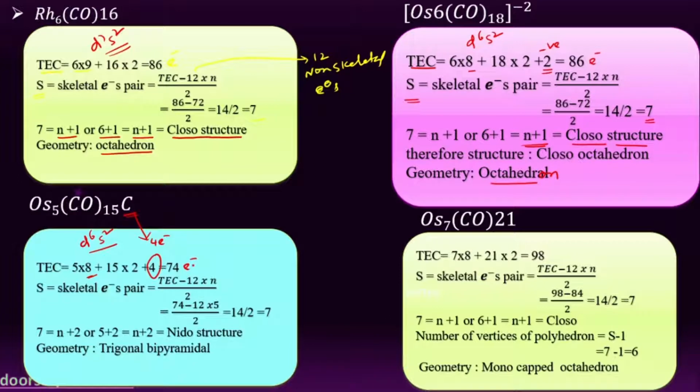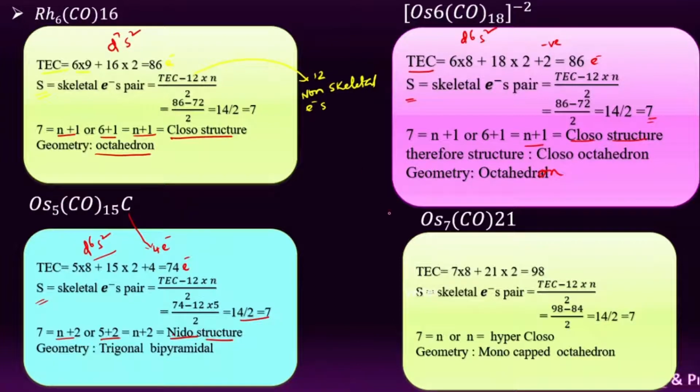Therefore the total electron count is equal to 74, and the skeletal electron pairs is equal to (74 minus 12 into 5) divided by 2, where the number of metal atoms is 5. So (74 minus 60) by 2 is equal to 14 by 2. Then it is 7, right? So S is equal to 7, then it satisfies n plus 2, that is 5 plus 2. Therefore if it satisfies the n plus 2 formula, then the structure is a nido structure. So the geometry is trigonal bipyramidal.